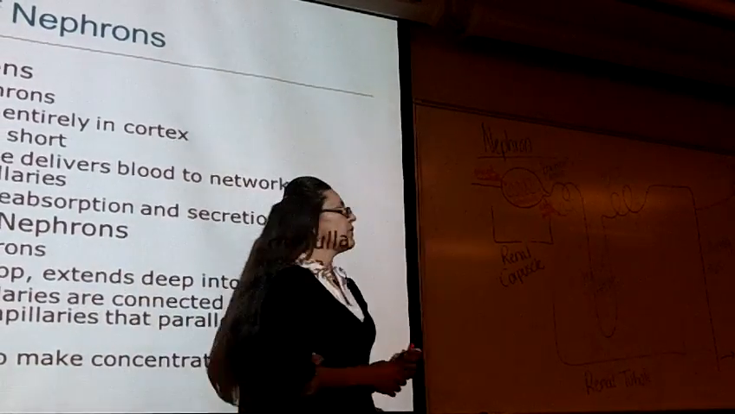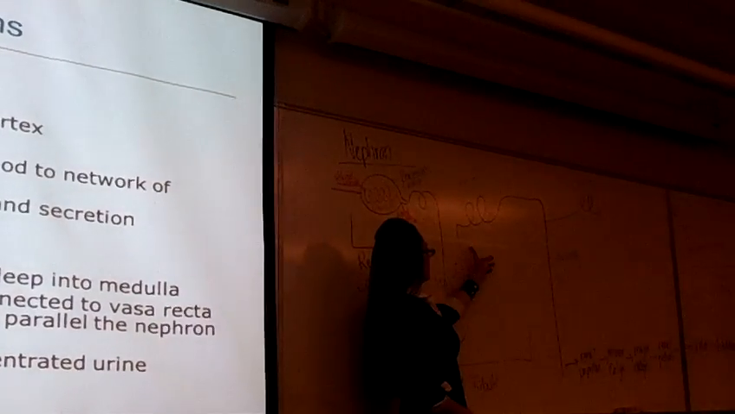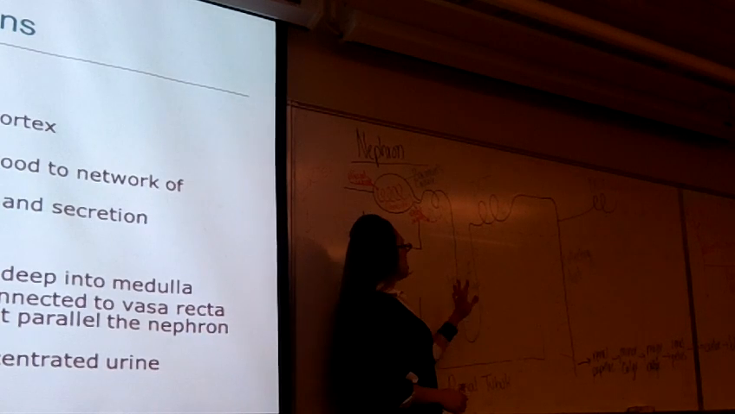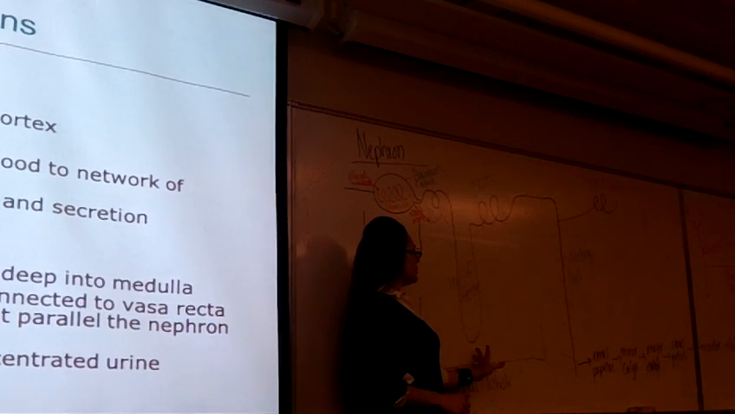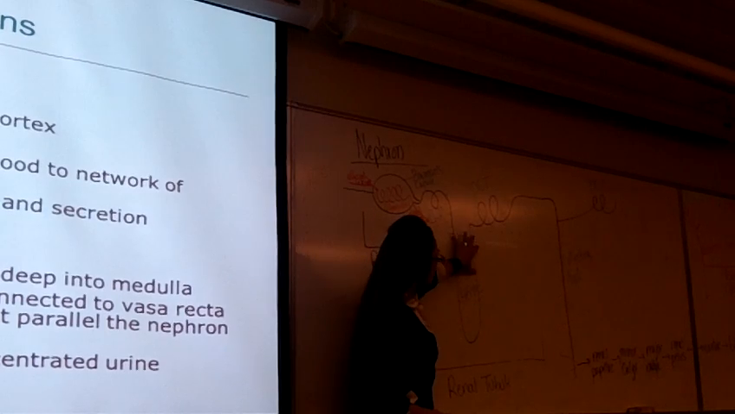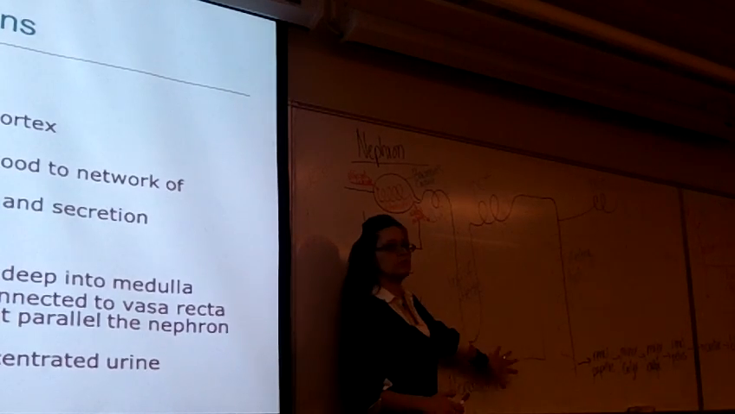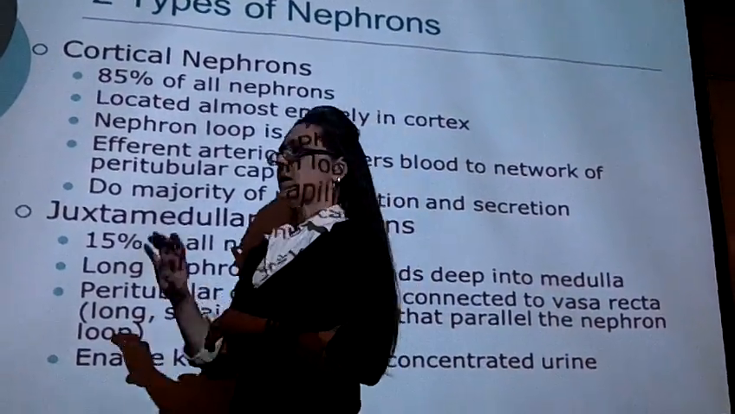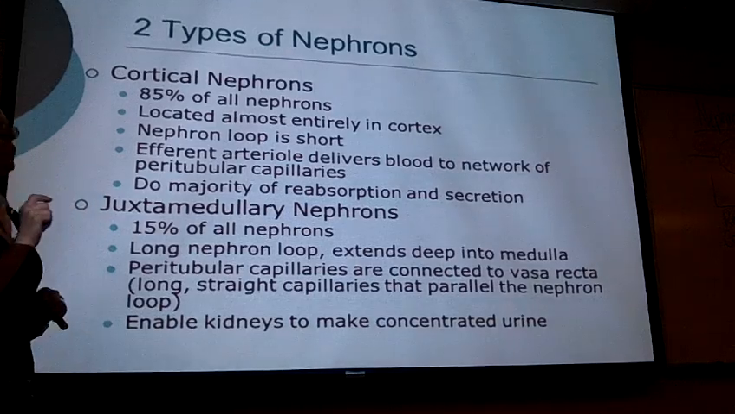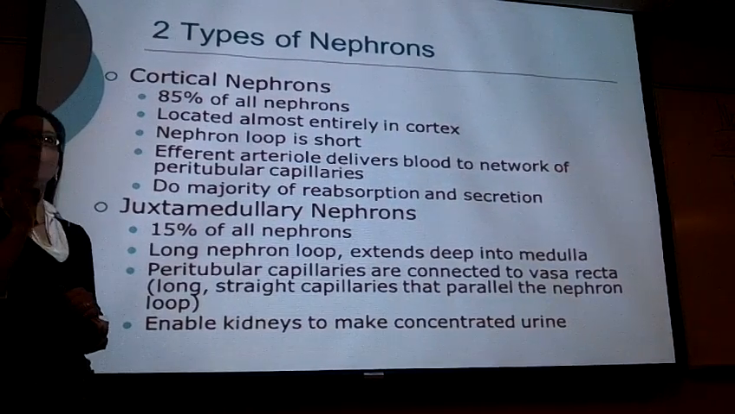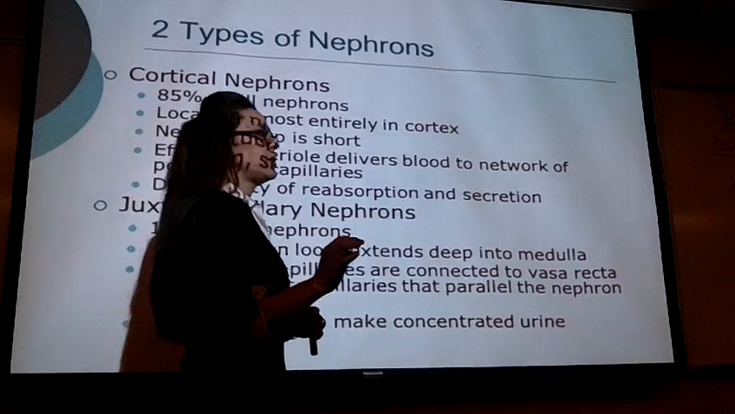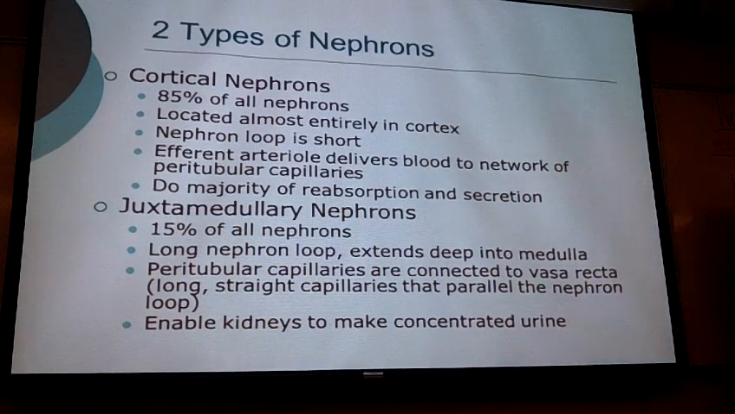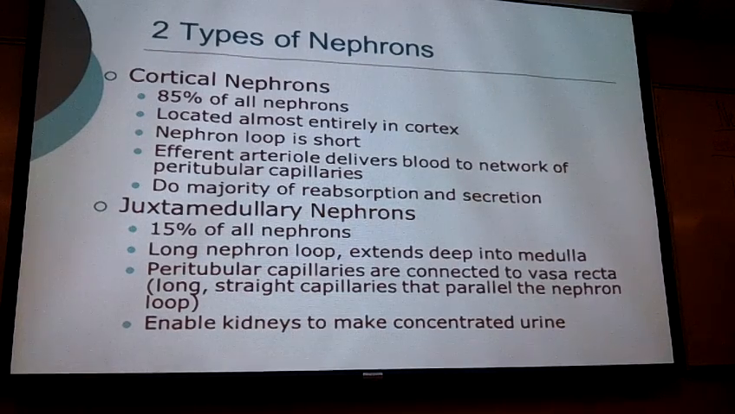Juxtamedullary nephrons have a very long loop of Henle. And for humans, again, about 15% of our nephrons have long loops of Henle, which extend really deep into the medulla. The reason this is important is that the loop of Henle is where we're going to reabsorb a lot of water. It's not the only place, but it's a major way to reabsorb water as the filtrate moves through the loop of Henle.